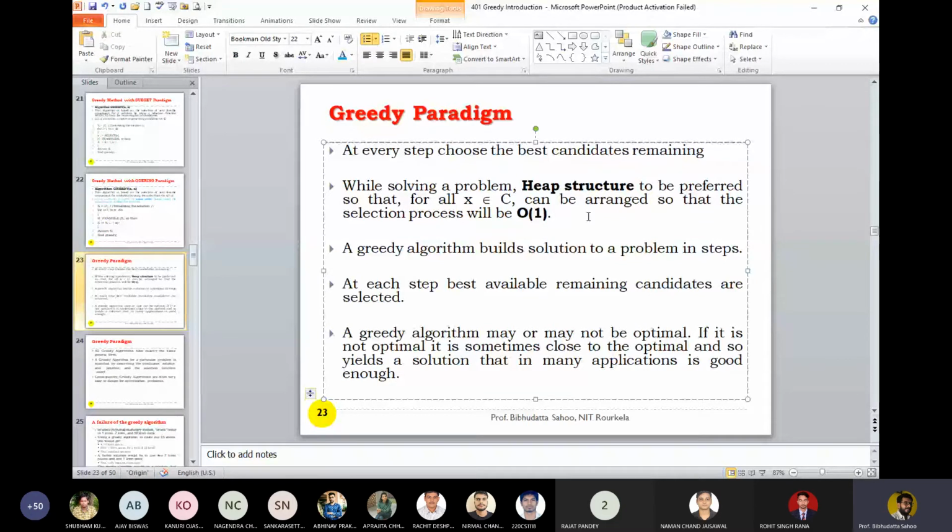So a greedy algorithm builds the solution in steps, definitely for minimum spanning tree. The best case possible is to find a solution in n-1 steps, right? A greedy algorithm may or may not be optimal. If it is not optimal, it's sometimes close to optimal. So it yields a solution that for many applications is good enough.